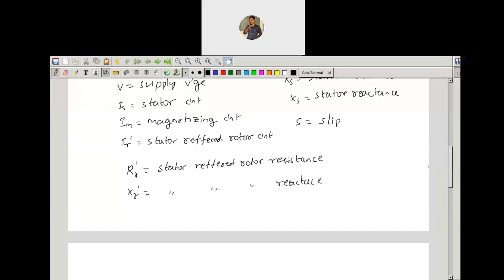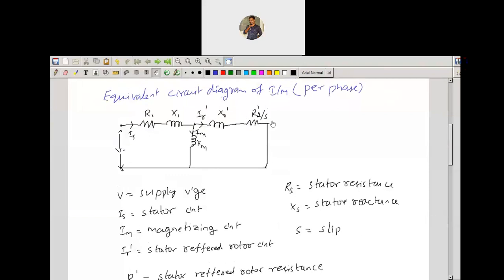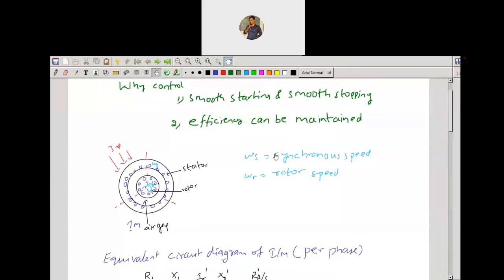Okay, so these are the parameters which are involved in the equivalent circuit of the induction motor. So here, coming to this term called slip. What is meant by this word slip here? You know that omega ms is the speed of the rotating magnetic field, the synchronous speed, and omega r is the rotor speed.